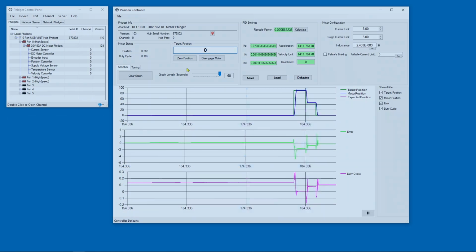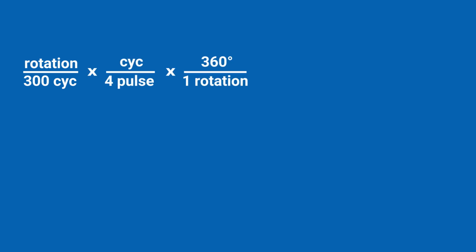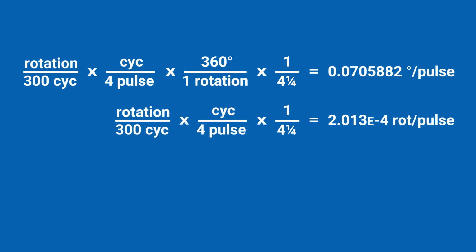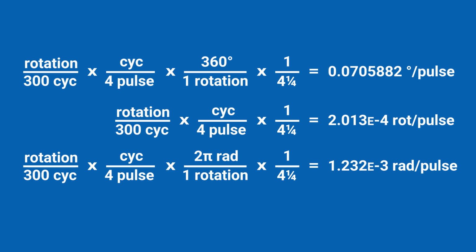Here's how the rescale calculation is done behind the scenes. The encoder outputs 300 quadrature cycles per rotation, and the encoder interface on the motor controller records 4 pulses per cycle. There are 360 degrees in a rotation, and then we divide by the gear ratio of the motor's gearbox. Intermediate units cancel out, leaving us with degrees per pulse. The same process could be used to calculate rotations, radians, or any other unit that's helpful for your application.